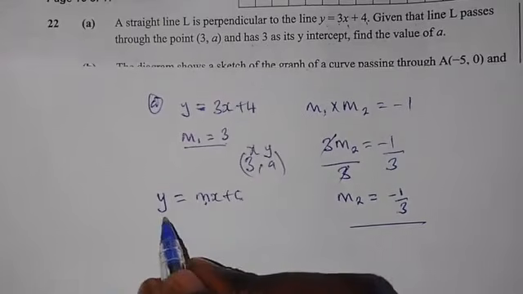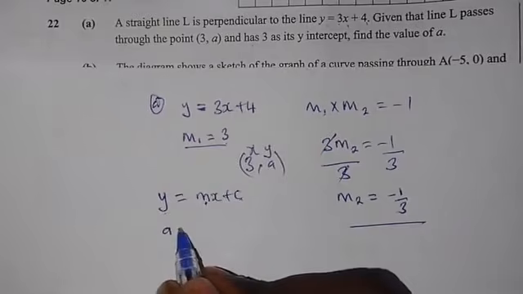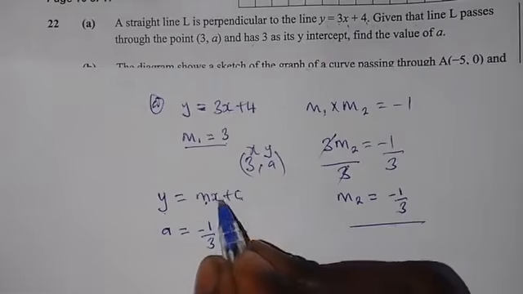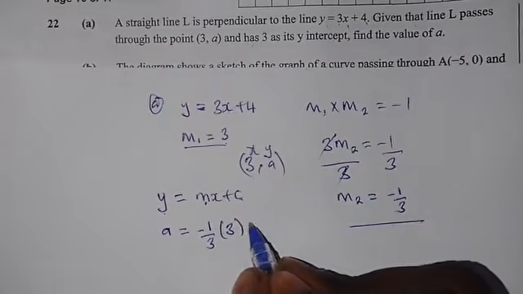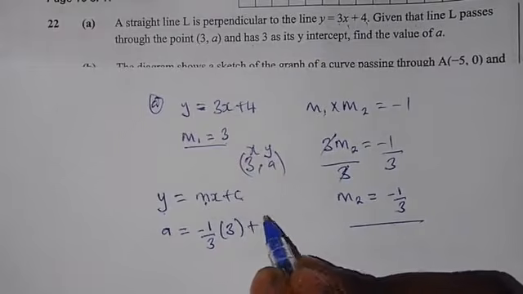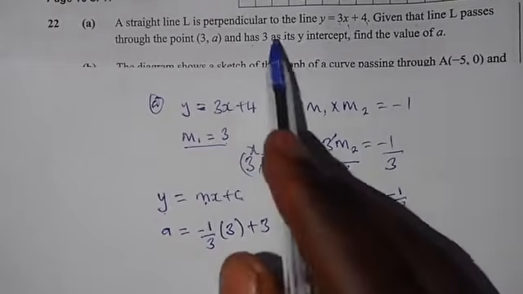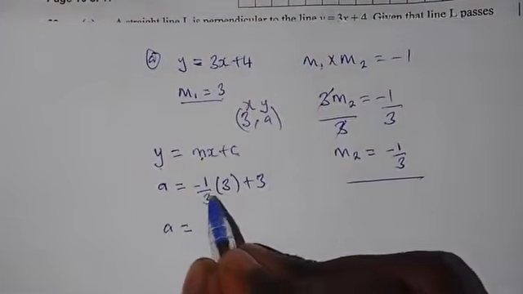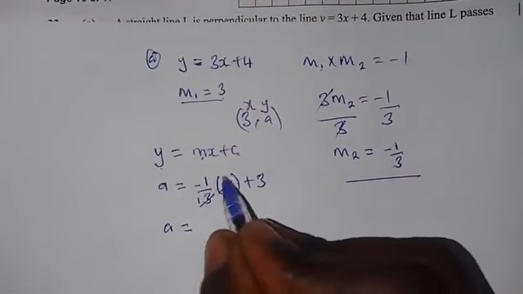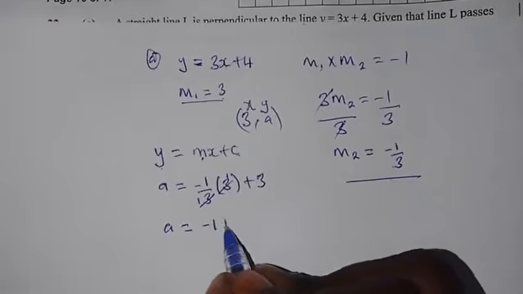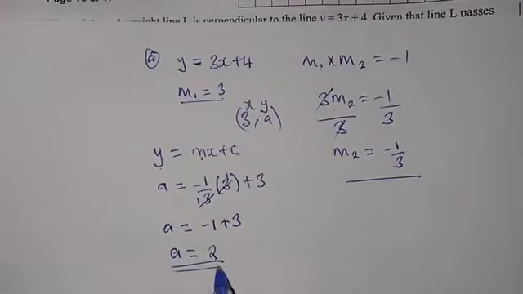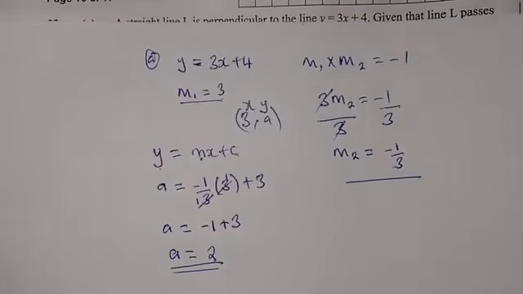So we are just going to substitute. Where there is y, we put A. Where there is m, we put negative 1 over 3. Where there is x, we put 3. Plus where there is the y-intercept, we put the y-intercept they have given us, which is 3. Then from here, we say A is equal to, so this and this will cancel, it's a 1. So we remain with negative 1 plus 3. So here we say A is equal to 2. So this is the value of A. A is equal to 2.